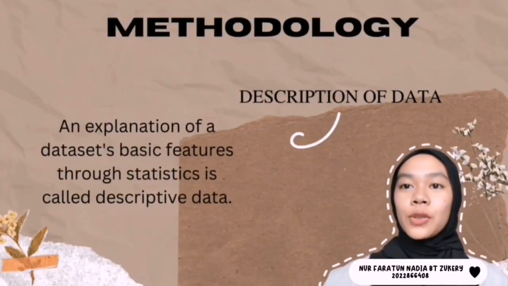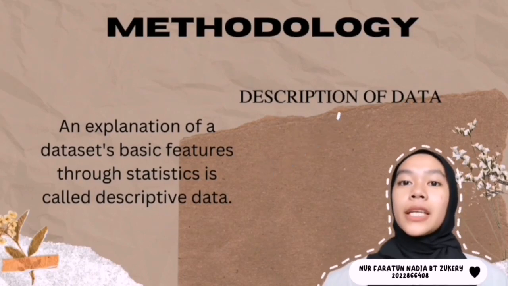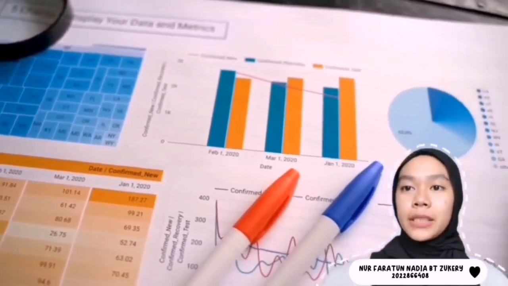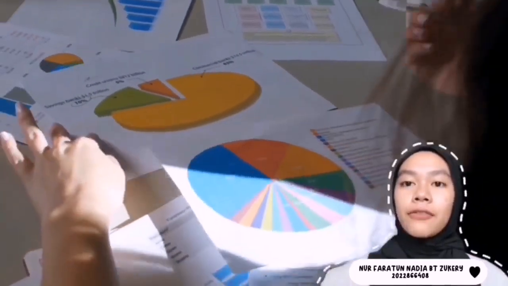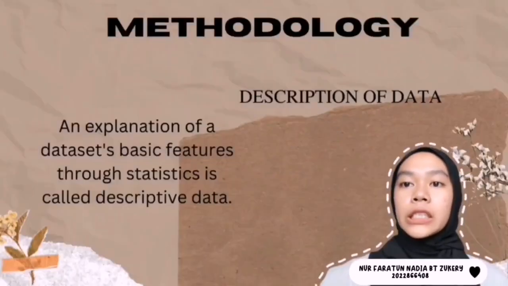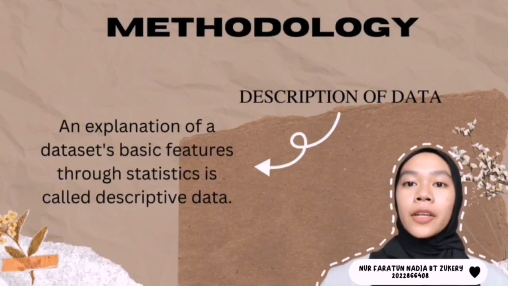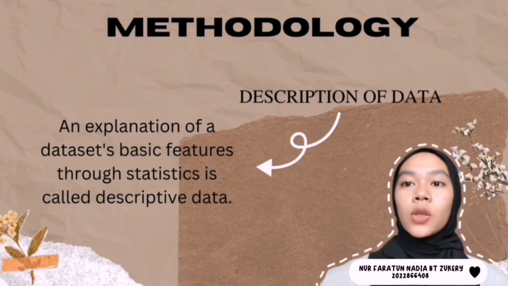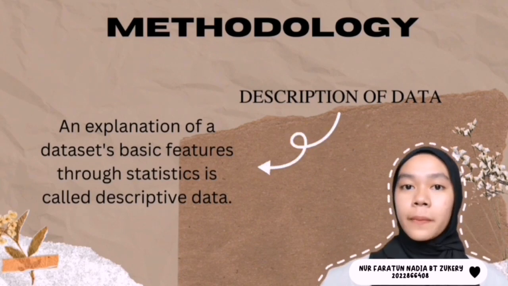Next, let's move on to methodology. An explanation of a data set's basic features through statistics is called descriptive data. We collected data for this report by comparing accommodation preferences of resident and non-resident students. All of the obtained data have been divided into two categories, which are qualitative and quantitative.